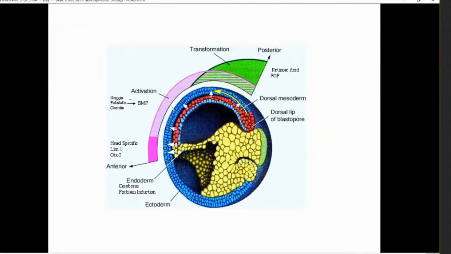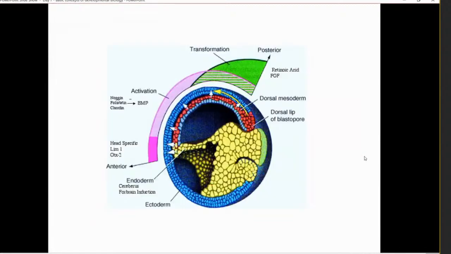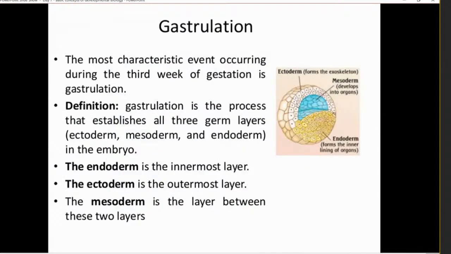Another is called gastrulation. I already told you, right? Gastrulation is the process of establishing the three germ layers. After finishing this step, that's a full blastula, which is to be developed into various organs. So the gastrulation process forms three parts: endoderm, ectoderm, mesoderm. The endoderm is the inner part, the ectoderm is the outer part. In between them we have the mesoderm.